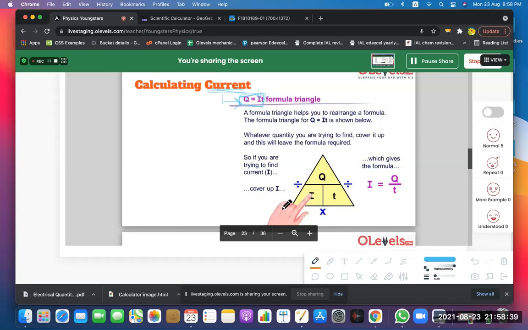Okay. Here, this is the formula triangle. The formula triangle is like this. I'm telling you, this is a new concept. Listen to me carefully. Here, the formula triangle is like this.